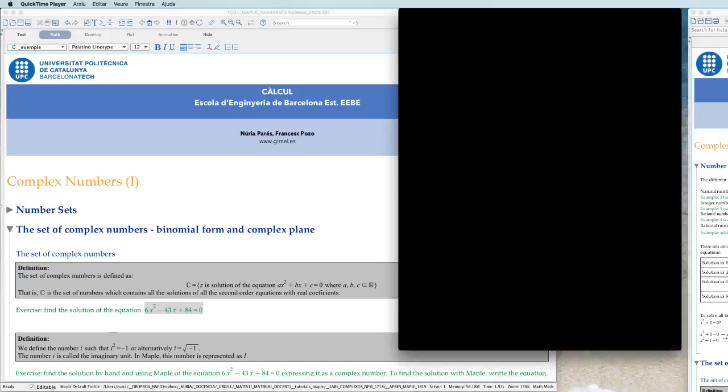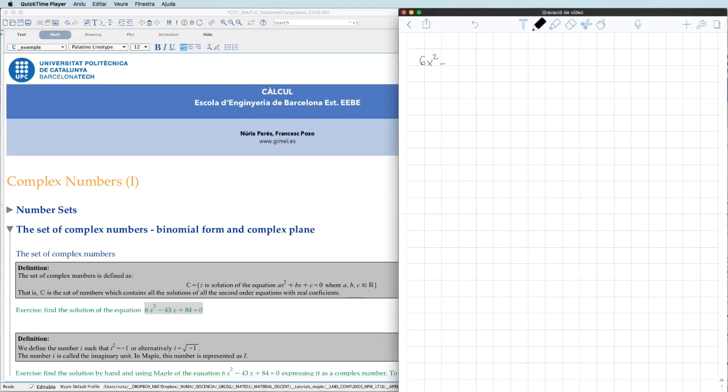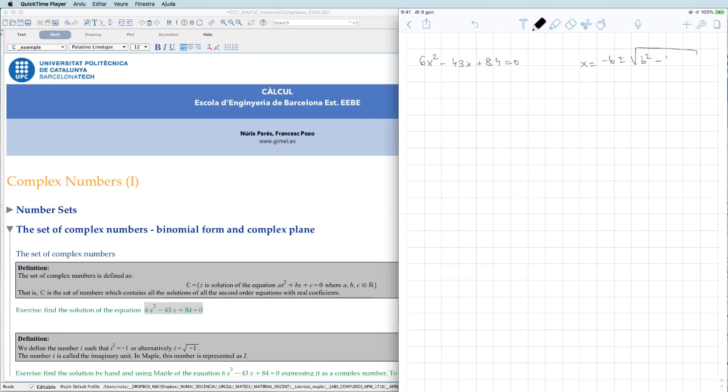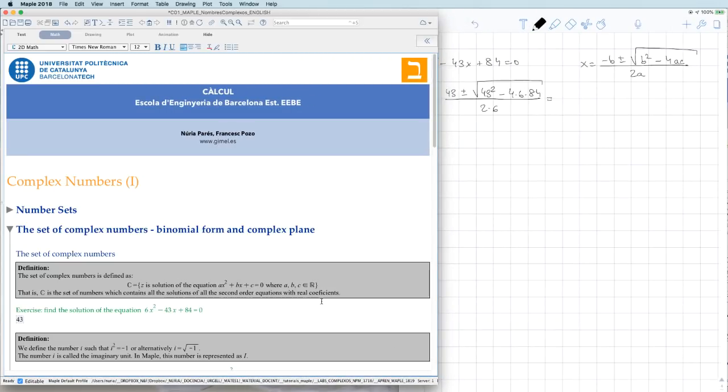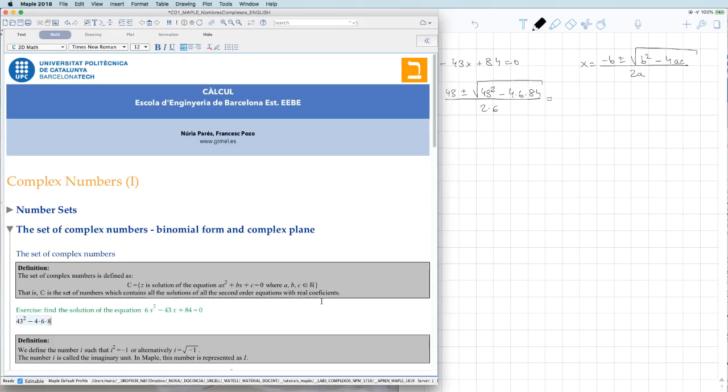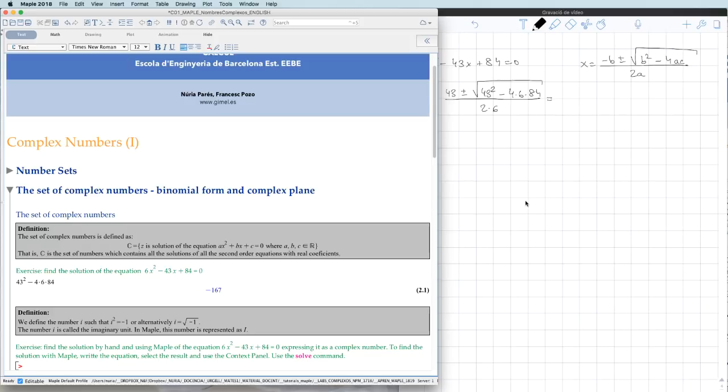So we have the equation 6x squared minus 43x plus 84 equal to 0. We are going to use that the solution of a second order equation is minus b plus minus square root of b squared minus 4ac divided by 2a. If we do this in this case, we get 43 plus minus square root of 43 squared minus 4 times 6 times 84, divided by 2 times 6. We can do this operation using Maple. So we need to do 43 to the power 2 minus 4 times 6 times 84. This is a total of minus 167. So it's 43 plus minus square root of minus 167 divided by 12.